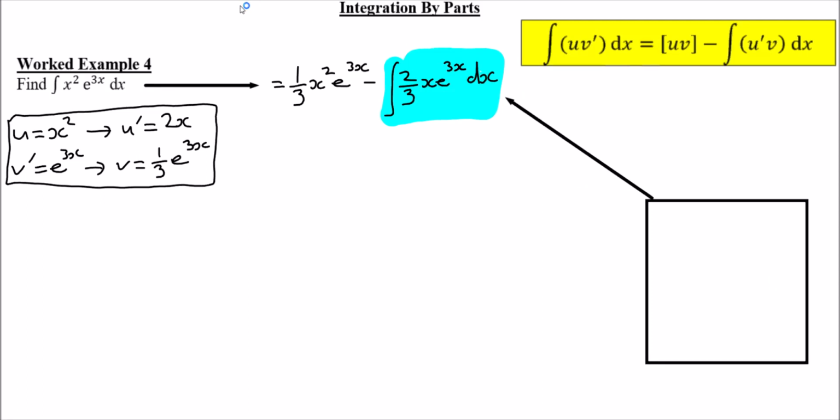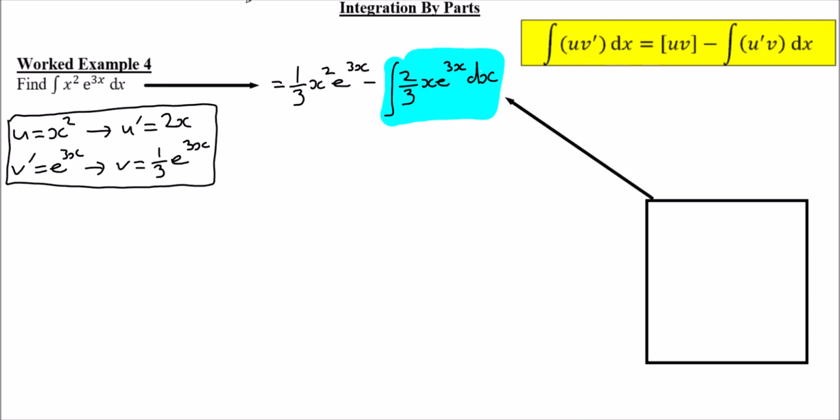So let's think of a new u and a new v. If the letters confuse you, think of it as a w and an x. It doesn't really matter, but the u and v are arbitrary dummy variables. They can change depending on the integral in question. So for this one here, again we have something algebraic and something exponential.